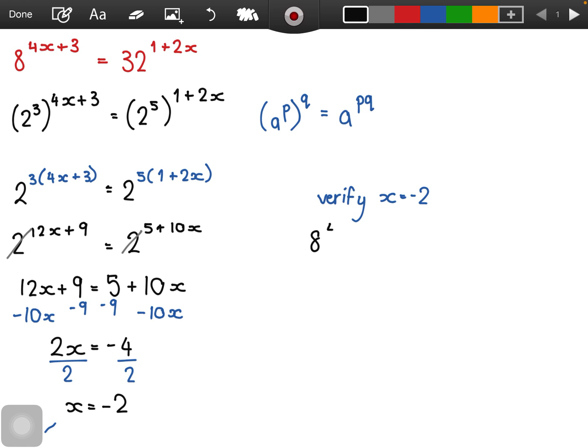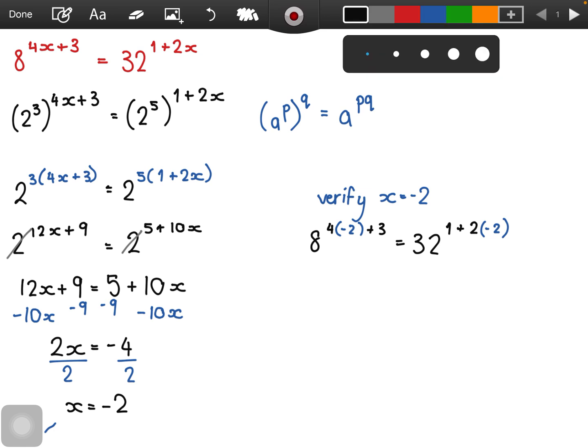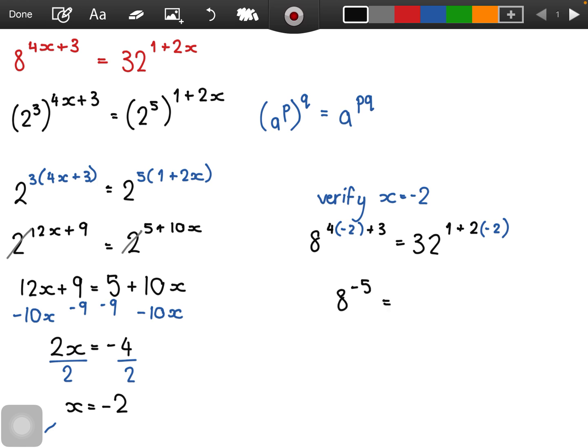Does 4 times minus 2 plus 3 as a power on 8 equal the same number as 32 to the power of 1 plus 2 times minus 2? So does 8 to the power of minus 8 plus 3, so minus 5, equal the same thing as 32 to the power of minus 3? So you just need to check, are those equal to each other, to verify your answer.